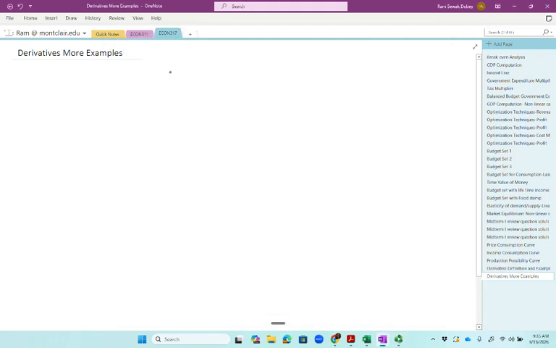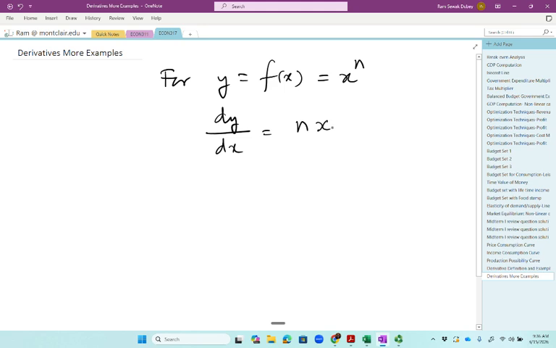We have already seen that for y equal to f of x, given by x to the power n, the derivative is n times x to the power n minus 1. And we saw for different values of n how the formula is applied. Let's look at some additional examples.